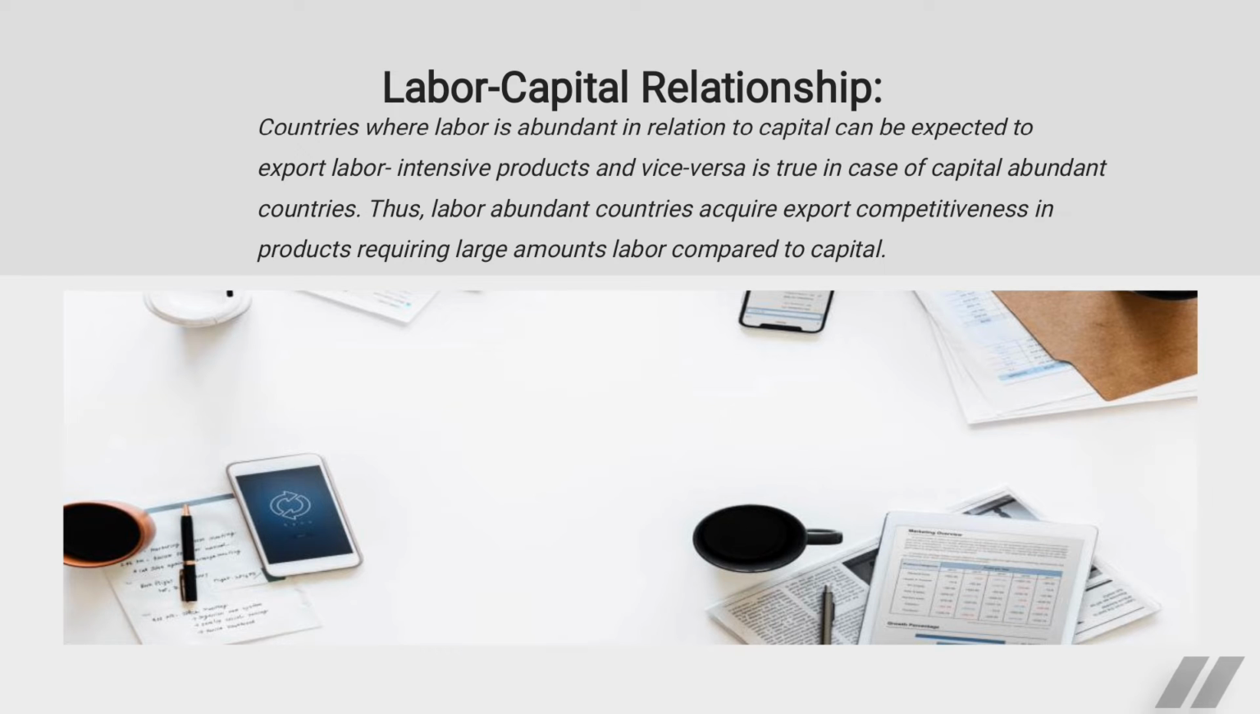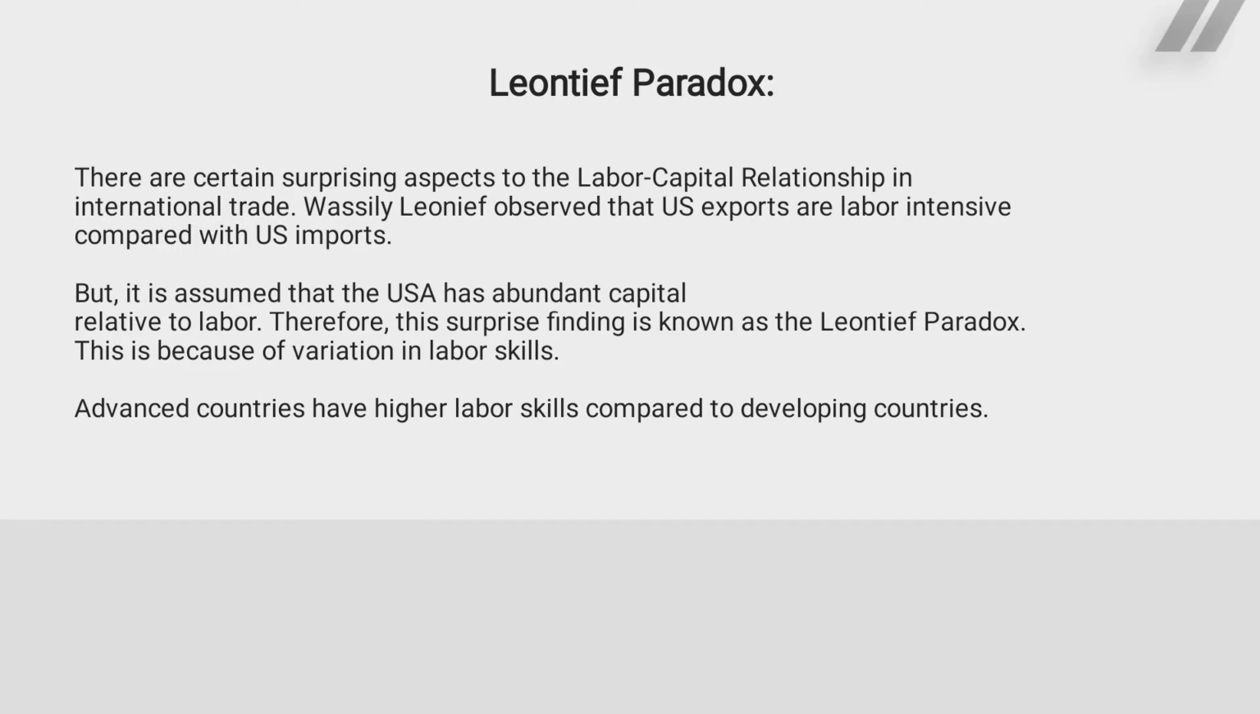The factor endowment theory holds that countries are likely to be abundant in different types of resources. In economic reasoning, the simplest case for this distribution is the idea that countries will have different ratios of capital to labor. There are certain surprising aspects to the labor-capital relation in international trade, but it is assumed that the USA has abundant capital relative to labor.